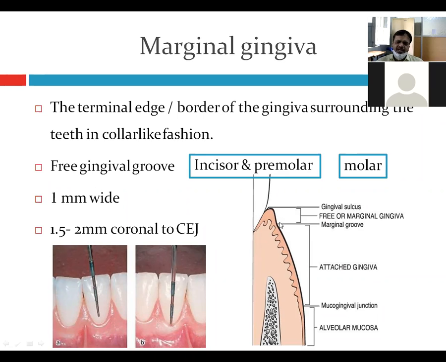So, this marginal gingiva is demarcated or free from your attached gingiva by a marginal groove. It is called the free gingival groove. Usually, marginal gingiva is 1 millimeter wide and it is present 1.5 to 2 millimeters coronal to your cemento enamel junction. As you can see in this figure, this is the marginal gingiva, and below this is the alveolar bone and cemento enamel junction. So, it is present about 1.5 to 2 millimeters coronal to the cemento enamel junction. So this is marginal gingiva.